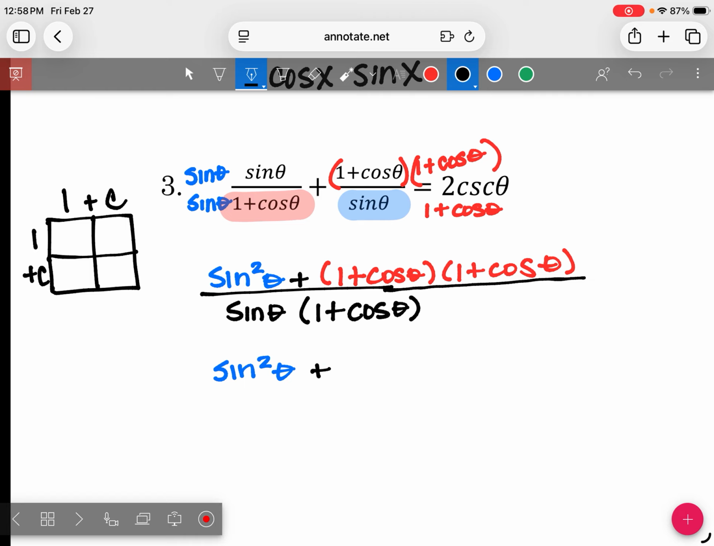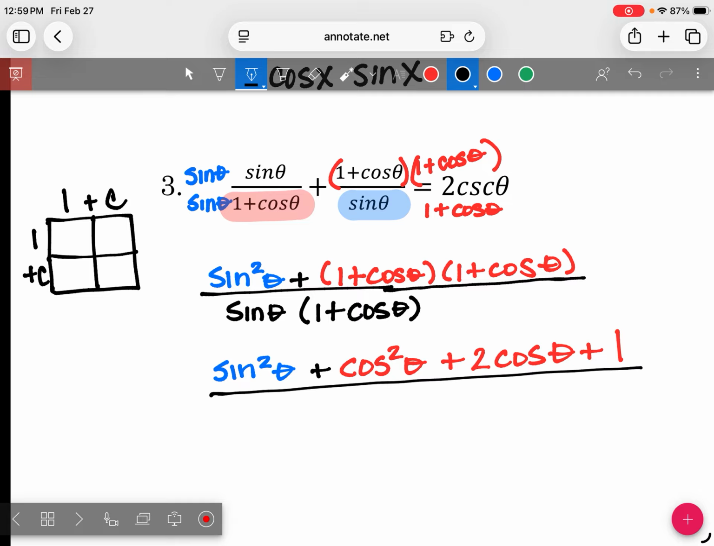All right, so you should get in the box, you should have cosine squared theta plus what? 2 cosine theta plus what? 1. That's what you should have. That's all over your denominator. Okay. So again, we're trying to get to 2 cosecant. We're not there yet. What's my next step?